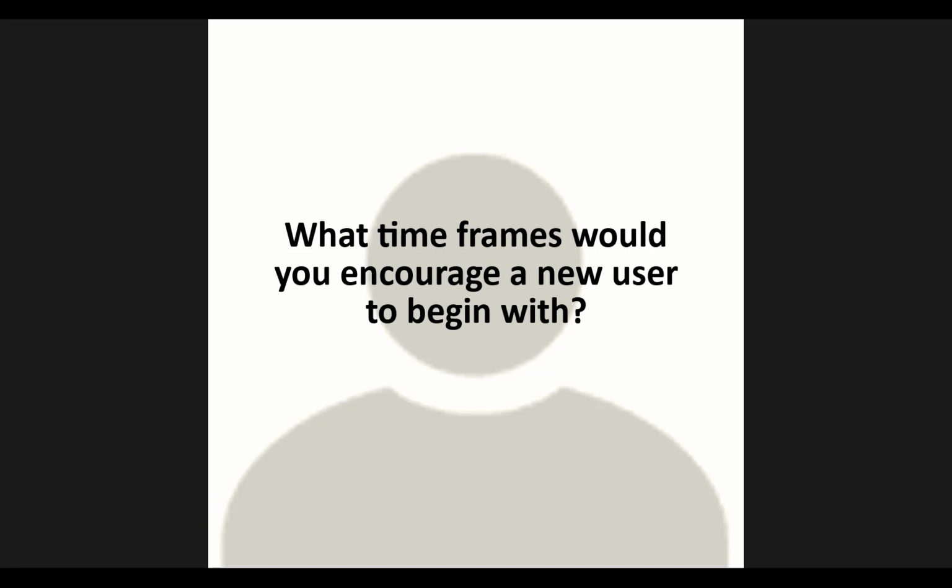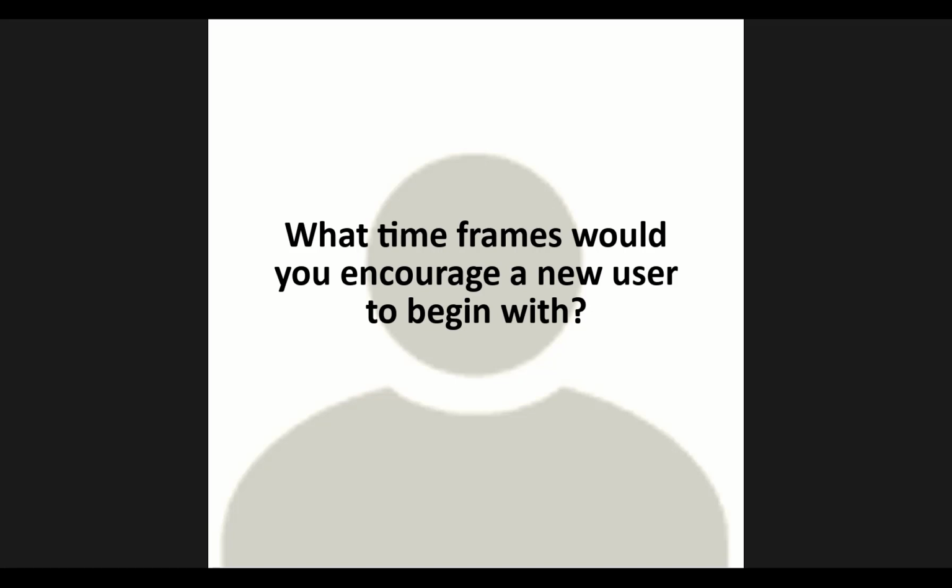So things that aren't obvious stand out to me. I kind of look for unusual stuff that might go under the radar. It's just how my mind works. So question is, what timeframes would you encourage a new user to begin with?